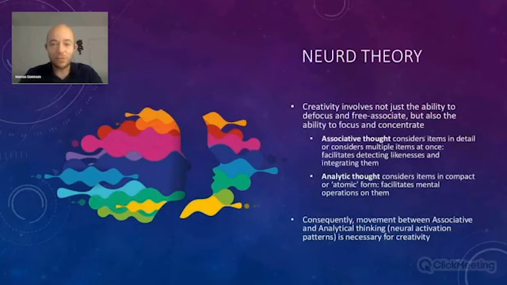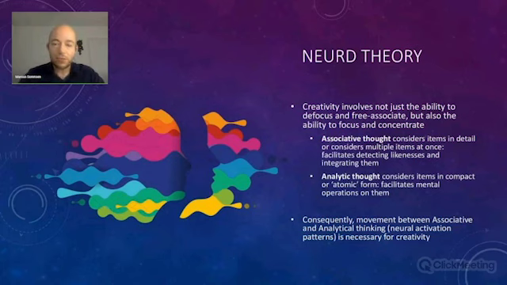So just to sum up some of the main points for you now. Creativity involves not just the ability to defocus and freely associate, but also the ability to focus and concentrate. So to recap for you, associative thought considers items in detail or considers multiple items at once, which allows us to detect likenesses between them and integrate them. It is only because Amy knew that certain acrylic paints can be translucent, she had that detail, that she was able to have that activated by her general nerd concept of translucency.